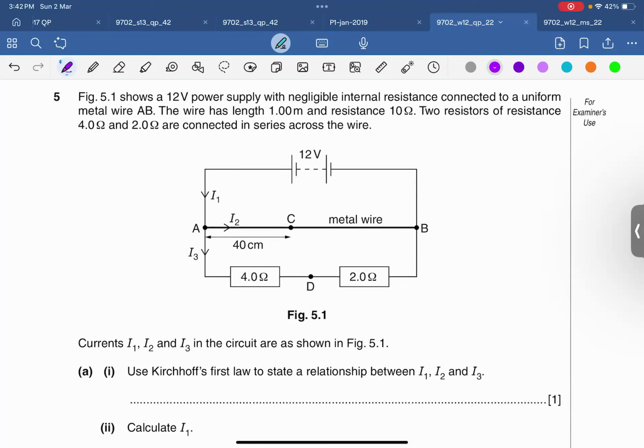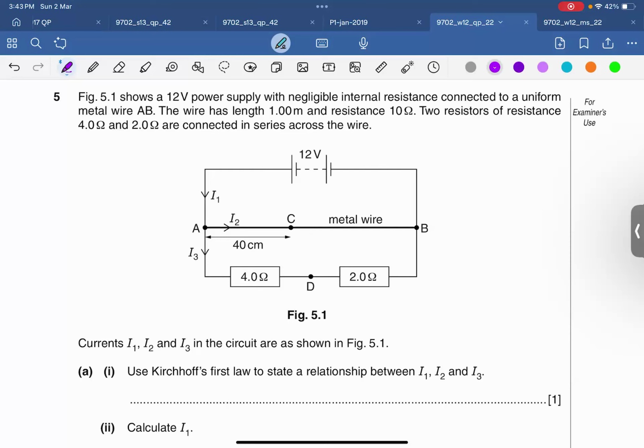Figure 5.1 shows a 12-volt power supply with a negligible internal resistance connected to a uniform metal wire AB. The wire has a length of 1 meter and a resistance of 10 ohm. Two resistors of resistance 4 ohm and 2 ohm are connected in series across the wire. Currents I1, I2, and I3 are shown in the circuit as in figure 5.1. Use Kirchhoff's first law to state the relationship between I1, I2, and I3.